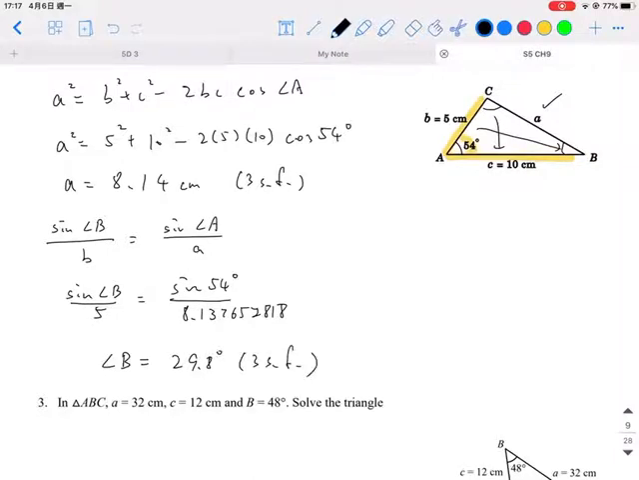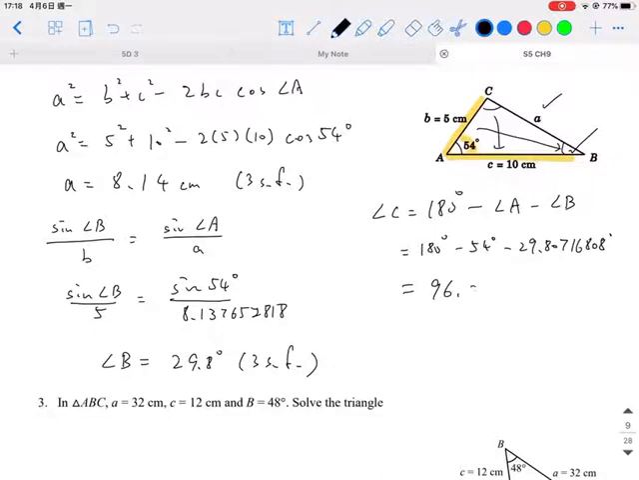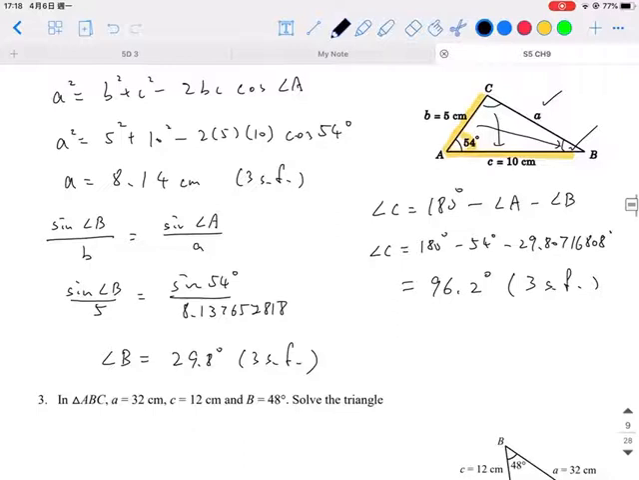Okay, so once you finish angle B, it's easy to find C by the angle sum of a triangle. So angle C is equal to 180 minus angle A minus angle B, and you will get the value, and then you will find the number is 96.2 degrees, corresponding to 3 significant figures.